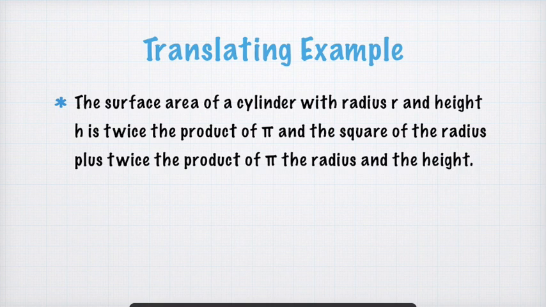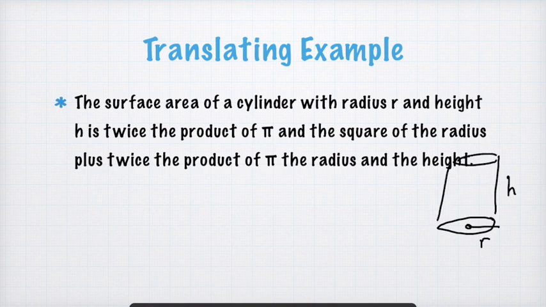Here's another one. The surface area of a cylinder with the radius r and height h is twice the area. So we have a cylinder, it has a radius, and that radius is r, and its height is h. We're looking at the surface area.